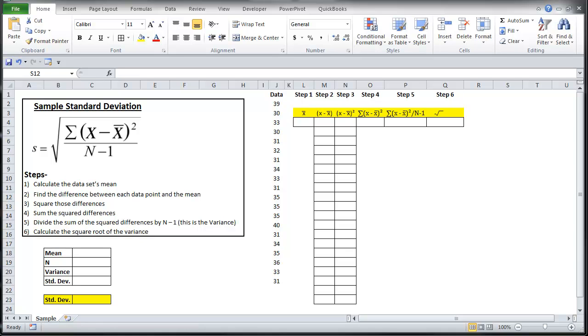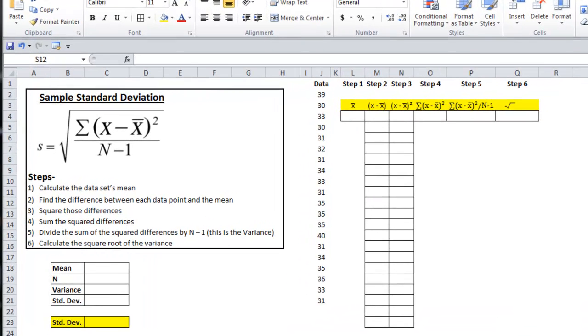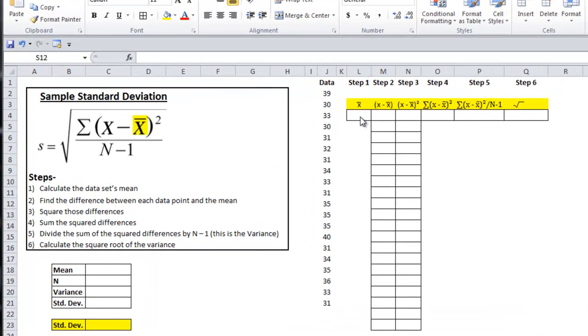In this video, I'm going to go through one example of finding the sample variance and standard deviation. Keep in mind that the difference between sample and population is that a sample is just an estimate or representative of the population. So I'm going to start with calculating the mean.